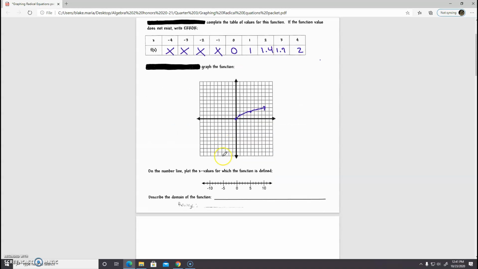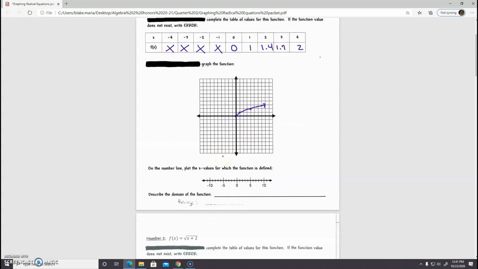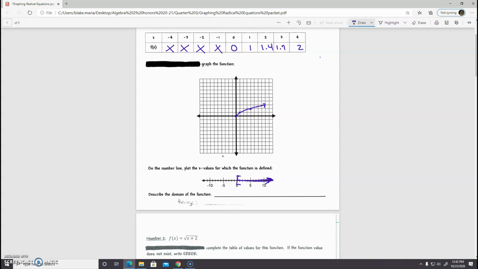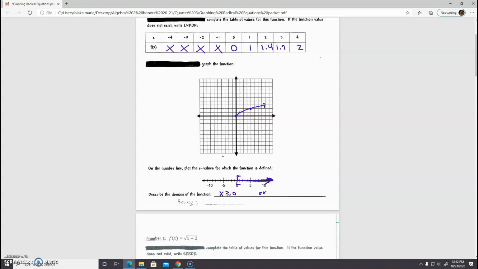Alright, so let's get some information down here. On the number line, plot the x values for which the function is defined. So we want the x values from 0 to infinity. So yes, we can include 0 all the way to infinity. So how do we write that as a domain? You can say x has to be greater than or equal to 0. Or you could do your interval notation from 0 to infinity.